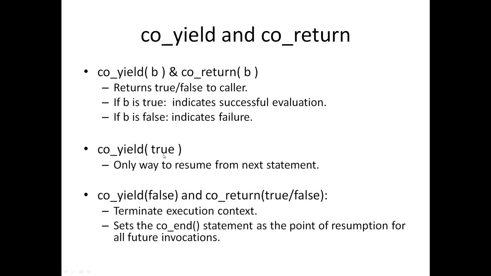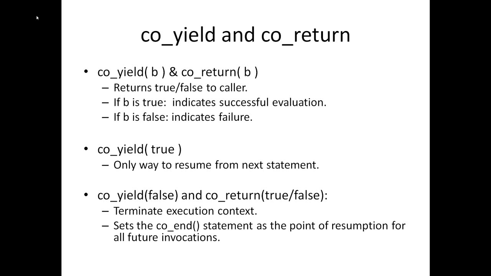Co-yield with argument true is the only way to support the resume semantics, and all other combinations of co-return and co-yield will terminate the execution context. Terminating the execution context is nothing but setting the resume point at the co-end statement. If you recall what I said earlier, the co-end statement has a built-in return false. So basically, when you're terminating the execution context, you're skipping the entire body of the coroutine and directly jumping to the co-end statement, which will return false to the caller.